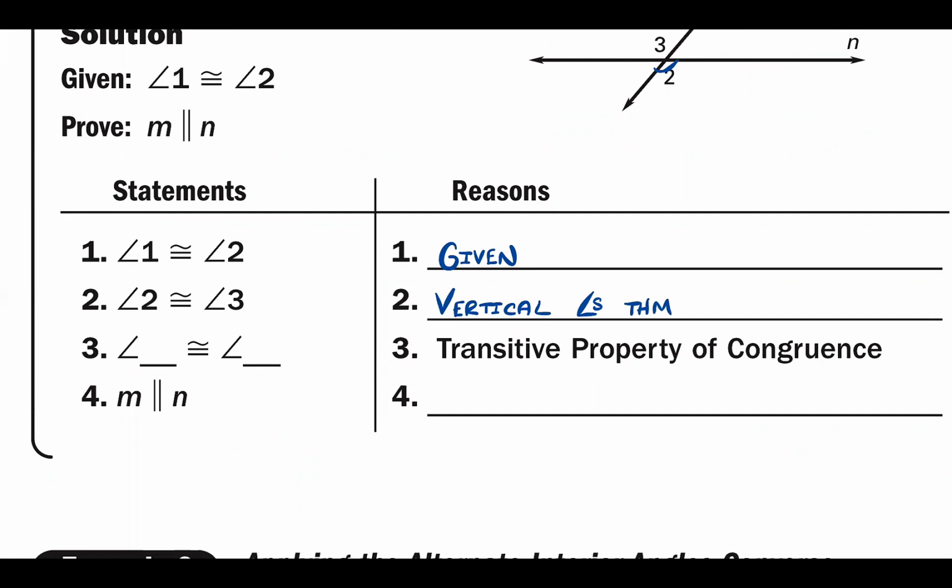Perfect. Okay, they went left side on me. They said, we're using the transitive property. So when I look at step 1 and step 2, it says 1 is congruent to 2. So 2 is congruent to 3. Then whom is congruent to whom? 1 is congruent to 3. Good.